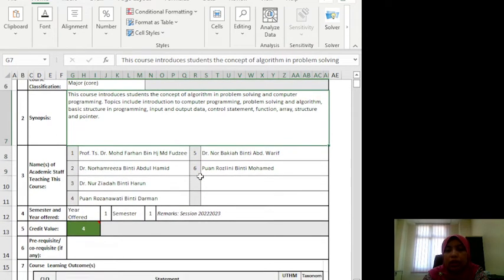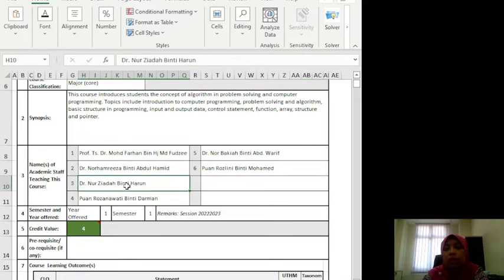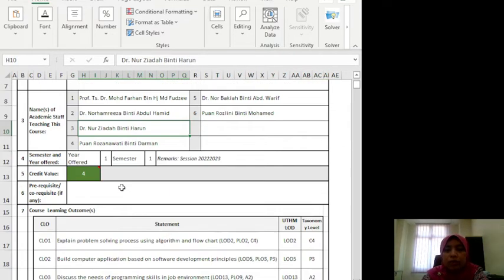Alright. These are the academic staff who are responsible to teach this course. I will conduct lectures for sections 1 and 2, and also section 1 for lab. For section 2 you will be assigned under Dr. Bakiah. It's basically the same, it is split in two because there are many of you. The year offered for this course is of course year 1.